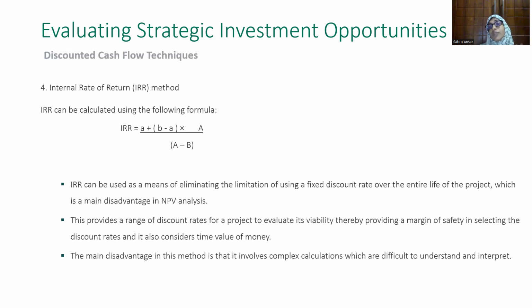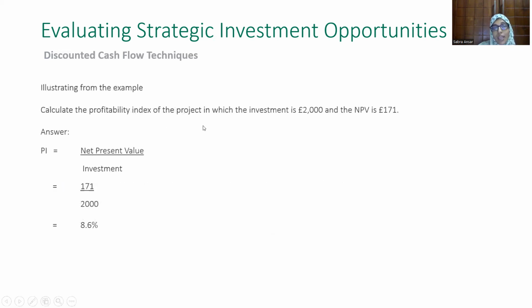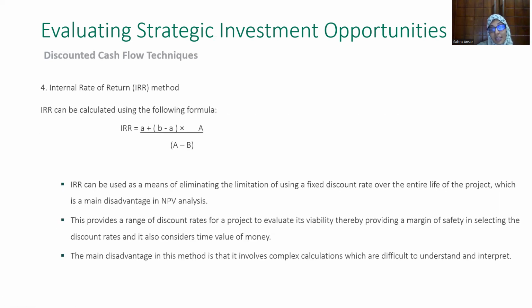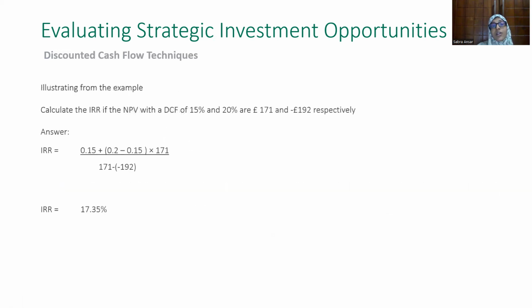So the lower discounted factor was 15%. So here you include 15%, and the higher discounted factor is 20%. So you include the 20 minus 15. So 15 plus 20 minus 15, which is into A. Now, capital A is the NPV, the amount that you get from the discounted factor 15%, which is 171, right?